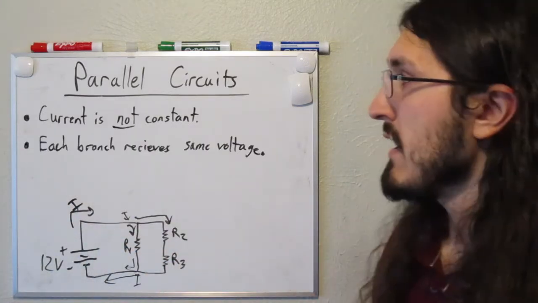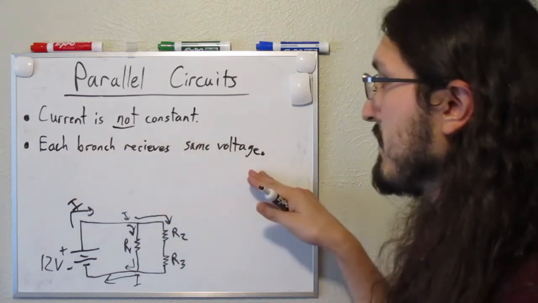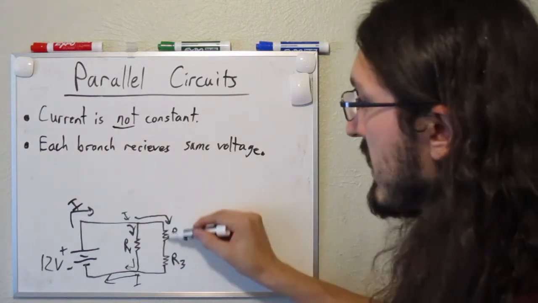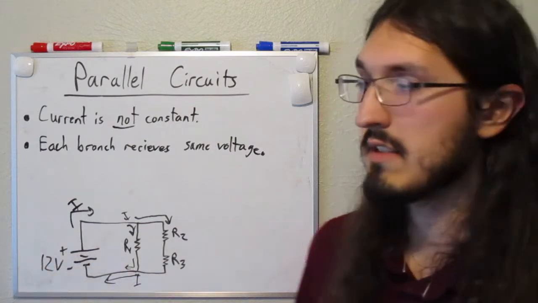The next thing I want to clarify is that each branch receives the same voltage. So this branch right here with this resistor will receive the same voltage as this branch. In this case, they would both receive 12 volts because there's a 12 volt battery there.